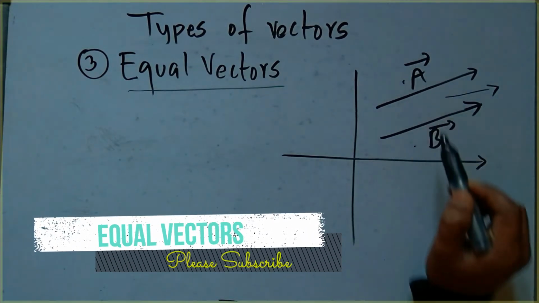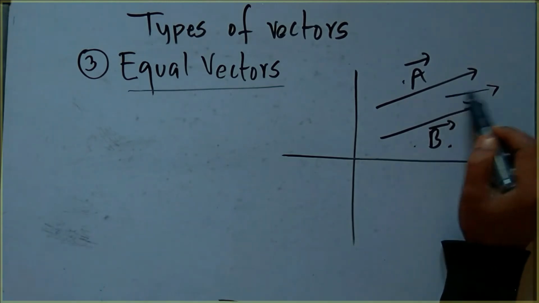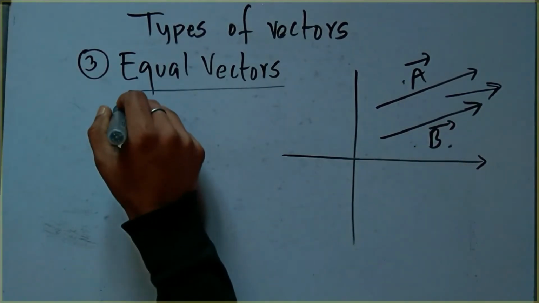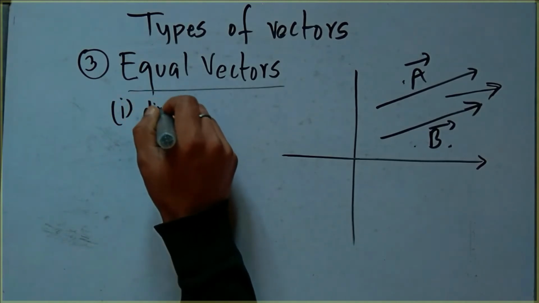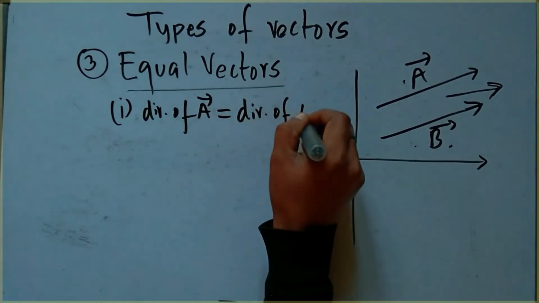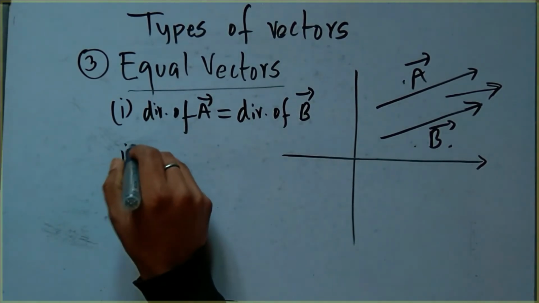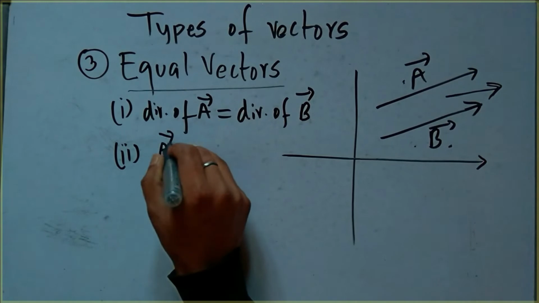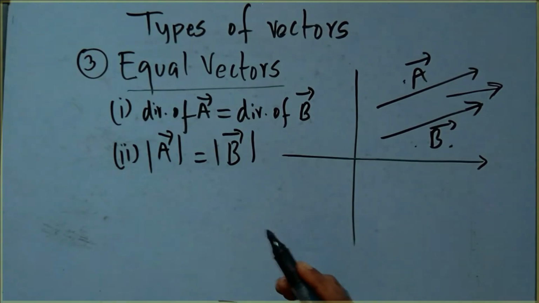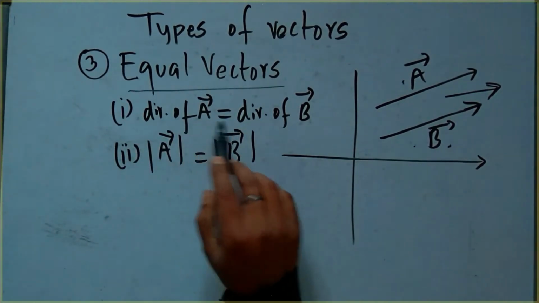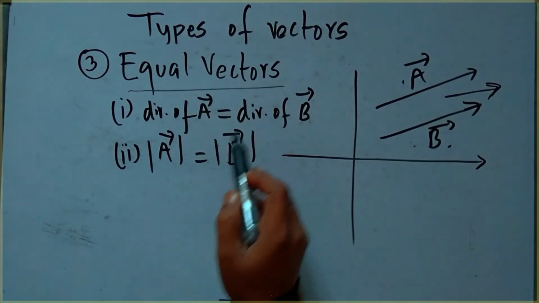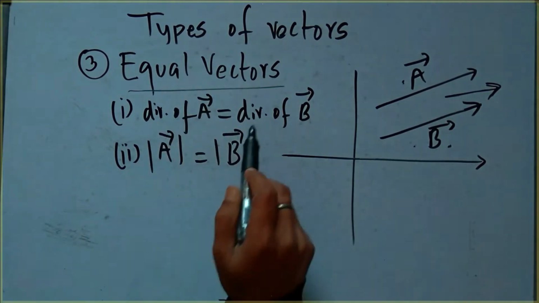Here two vectors, vector A and vector B, are said to be equal if the direction is the same and the magnitude is the same. So the first condition is that the direction of vector A is equal to the direction of vector B. The second condition is that the magnitude of vector A must be equal to the magnitude of vector B. We saw in parallel vectors the direction of A must be equal to the direction of B, whereas the magnitude may or may not be equal, but in equal vectors the magnitude as well as the direction has to be equal.